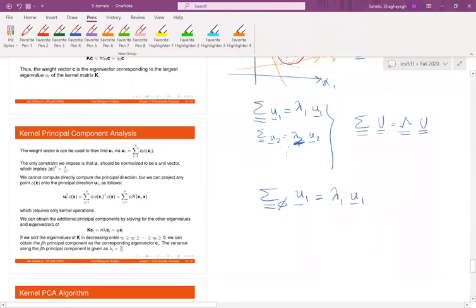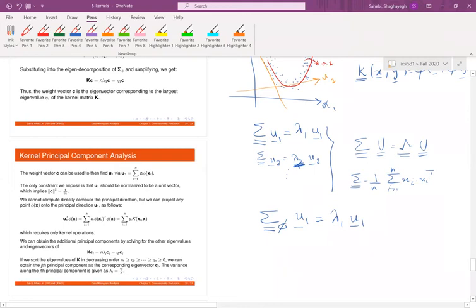Covariance matrix: we remember that the sample covariance in the original input space, we could calculate it like this. We said sigma is equal to 1 over n, sum over i equals 1 to n, of all of our data points, xi xi transpose, assuming that our data is centered. So as we said before, here we assume that we are working with centered data.